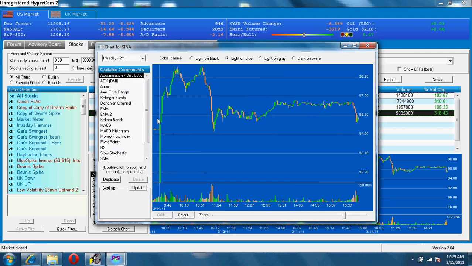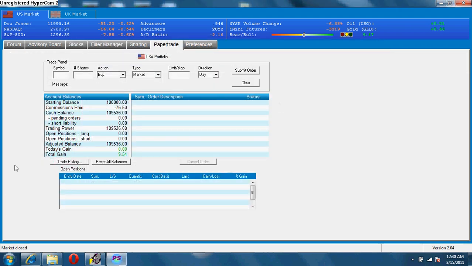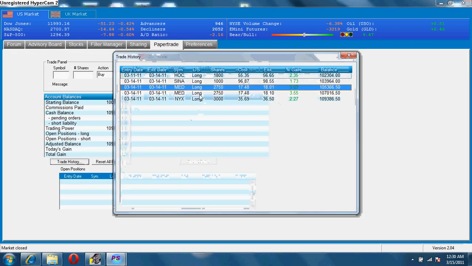Furthermore, the spike continues up. I was able to get in right here at $96.87. And then I was able to ride that continuation spike up to its peak at $98.55. As you can see, as soon as it started going back down, that's when I got out. And that's when I moved into the next stock, which was my big winner, MED.